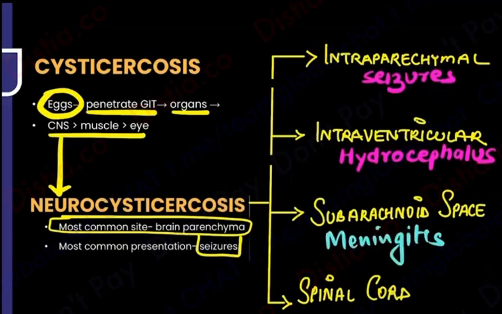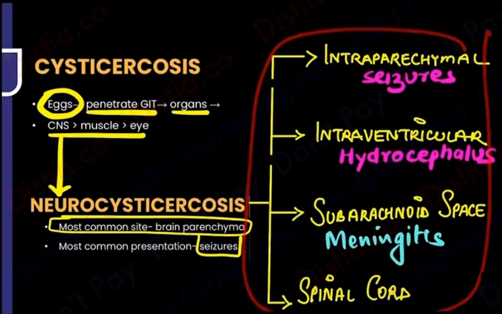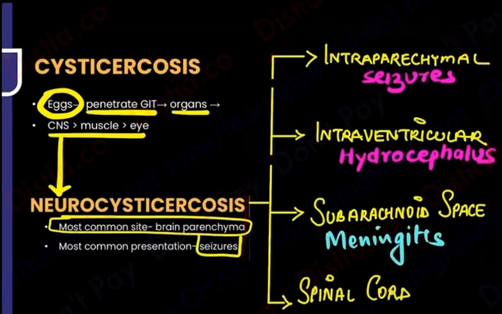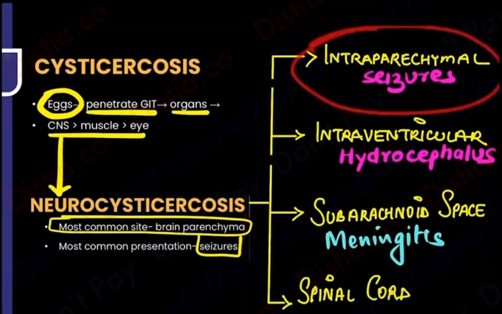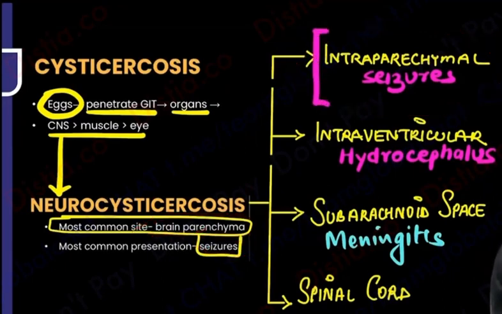If it goes into the subarachnoid space, that means it has gone into the meninges. So it can go to different parts of the brain, which I don't want you to learn. I just want you to learn that going into the parenchyma and causing seizures is going to be the most common presentation. I hope everyone has understood how the intestinal type and the neurocysticercosis type are going to be different.